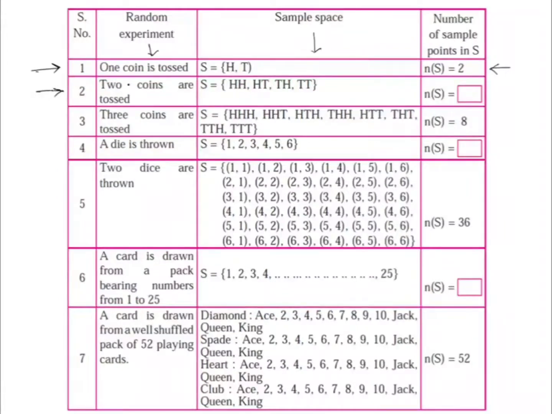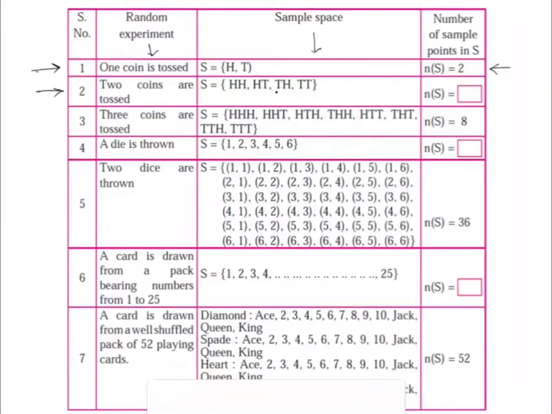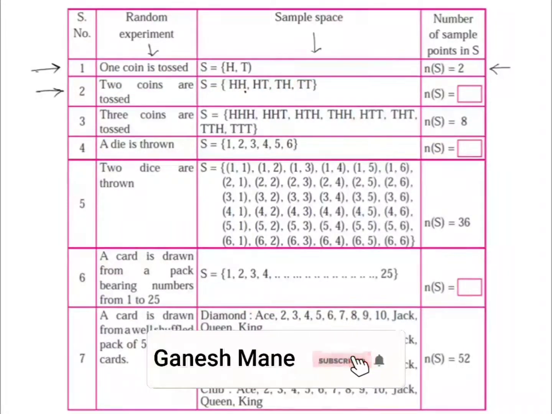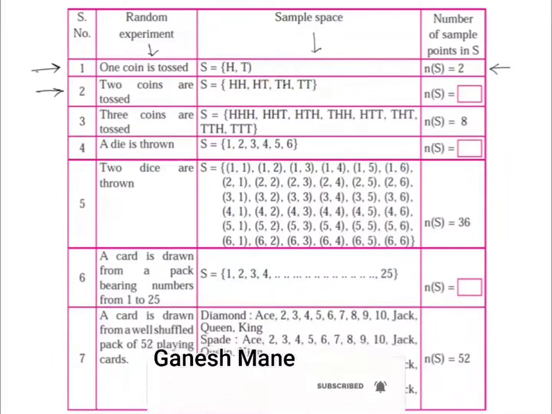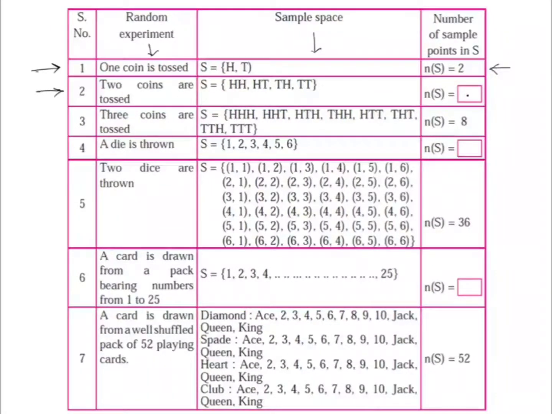Suppose if we have two coins which are tossed simultaneously, it is possible that on the first coin we will get head and on the second also we will get head. So HH is the first possibility. On the first coin we can get H head and on the second coin we can get tail. So HT is the second possibility. Then we have TH and TT. So these are the only four possible outcomes for this random experiment. So n of s is equal to 4 this time.